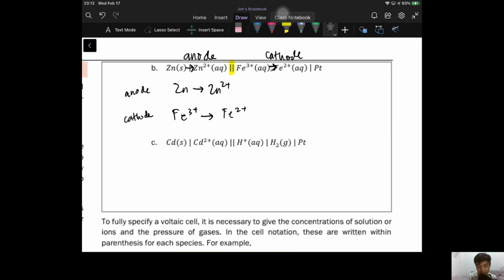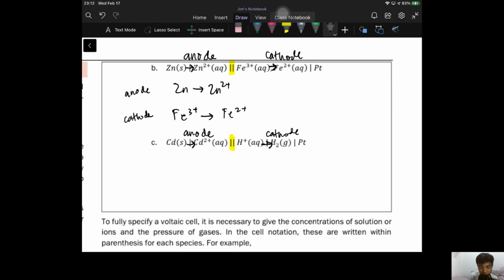Let's have letter C. Cd, single line, Cd2 plus, double line, H plus, single line, H2, single line, Pt. So again, this is your salt bridge. On the left side, you have your anode. You have your cathode on the right side. Again, Pt, hindi yan kasama sa equation.